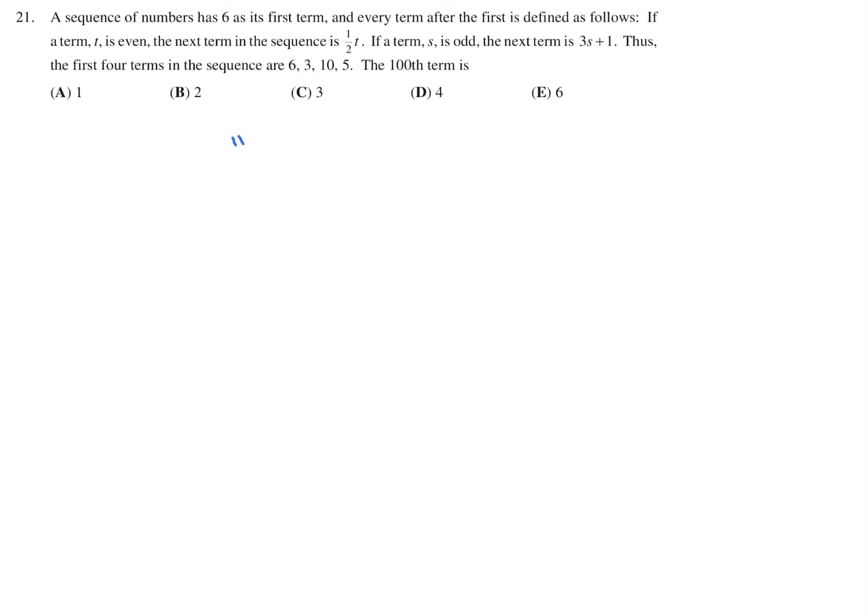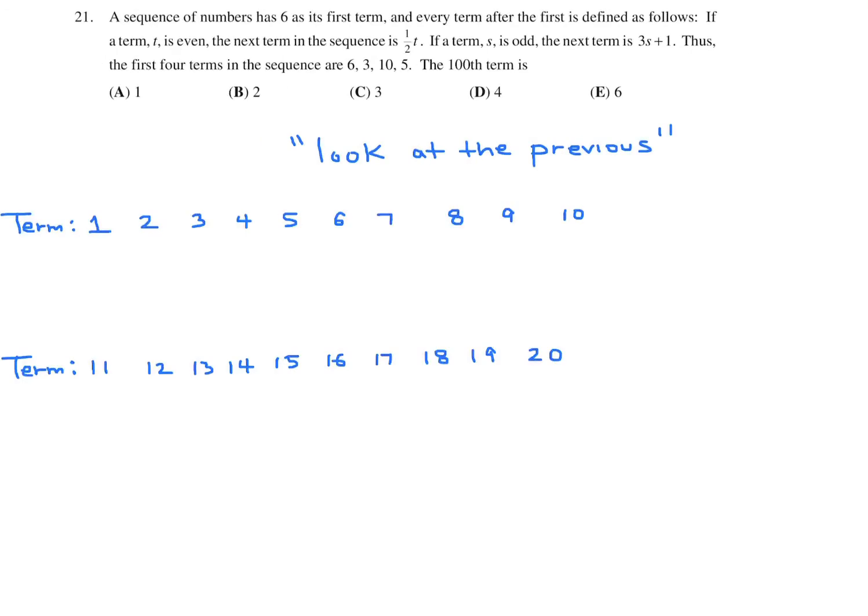So look at the previous. That should be the motto for this question. So here we go. Let's list the terms. We can list the first 20 and see if we see any kind of pattern. So let's start. The first term they tell you is a 6. The next term they tell you is a 3, then 10, and then 5. But let's actually start understanding how they got these terms.